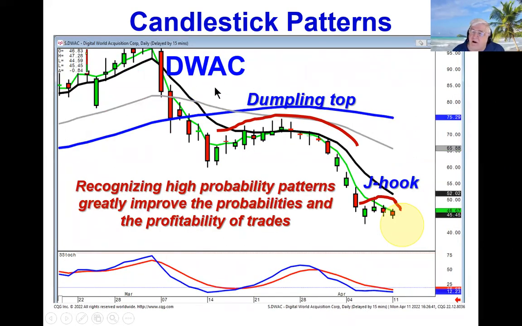Same scenario we saw in our recommendation to go short on DWAC. Look at your dumpling top that failed to get back up above the T line. Good profitable trade. Now you could again enhance this trade by identifying that a J-hook pattern is setting up. So this wave right here and this wave right here might be your next good price move.